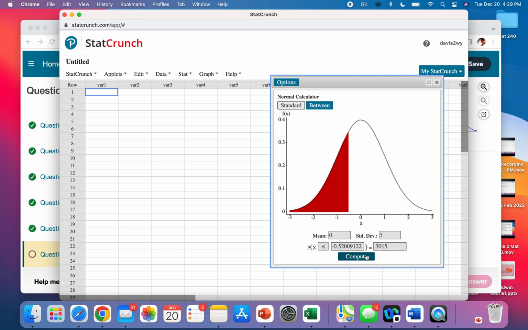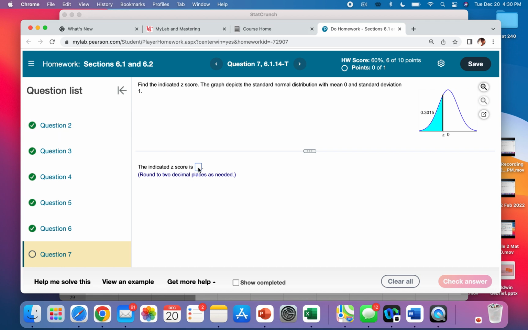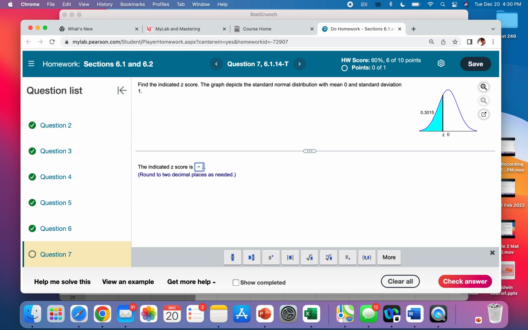Okay. Now I forgot what it said round to, so I'm just going to write down a whole bunch of numbers. Negative 0.52009122, and then I'll go back and round to 2 decimal places. So negative 0.52.